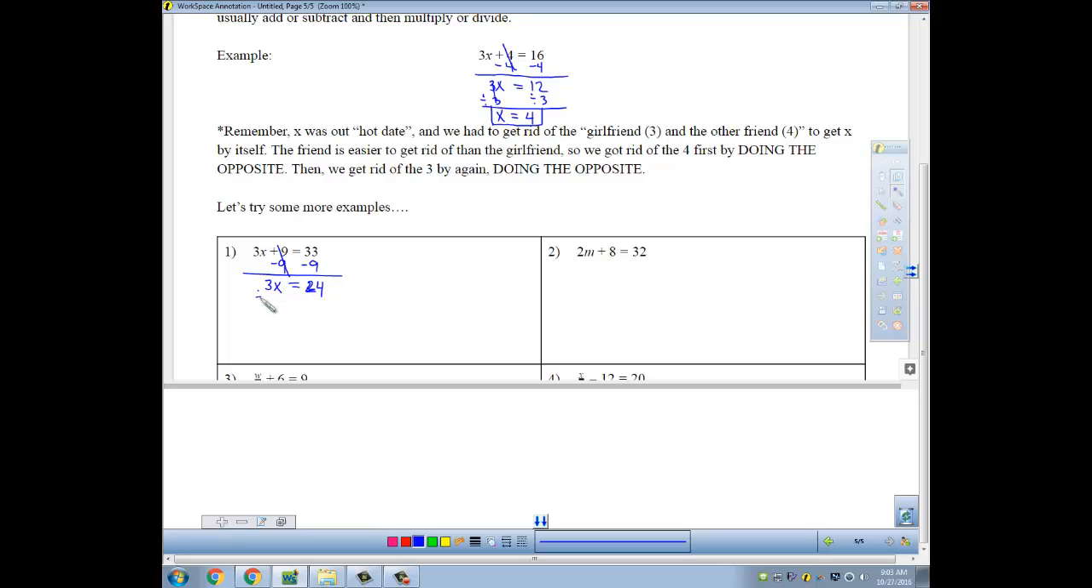Then divide both sides by 3 because this means 3 times x. The opposite of times is divide. So we get x equals 8. We can always check this. If you plug it back in, 3 times 8 is 24, plus 9 is 33.